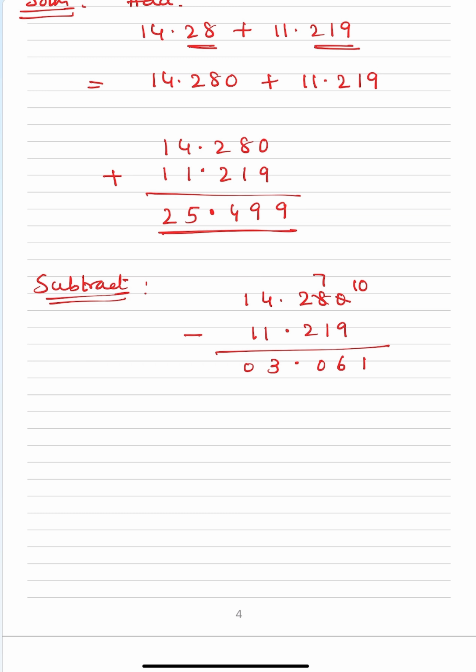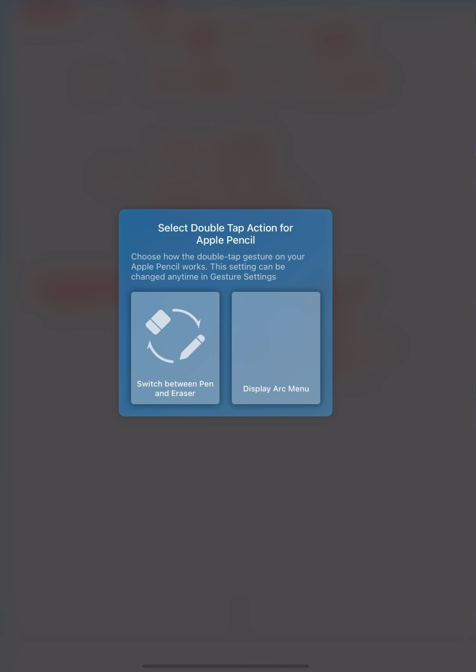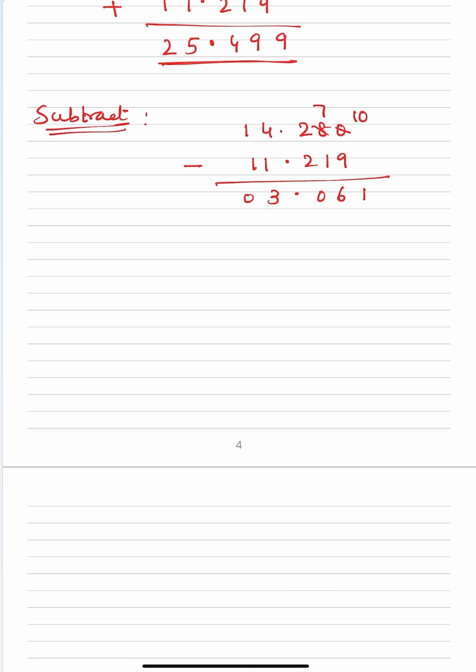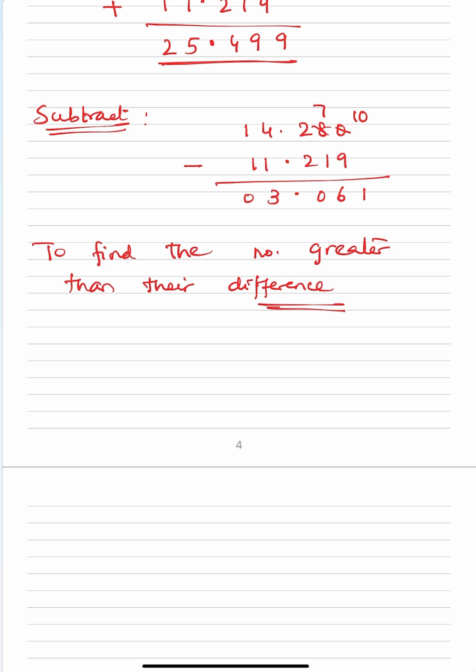Now what will we do? We will subtract 3.061 from 25.499 to get the greater. Then only you will get greater. Yes, that by how much it is greater. Okay, so to find the number greater than their difference, what will we do? We will subtract this number and this number.